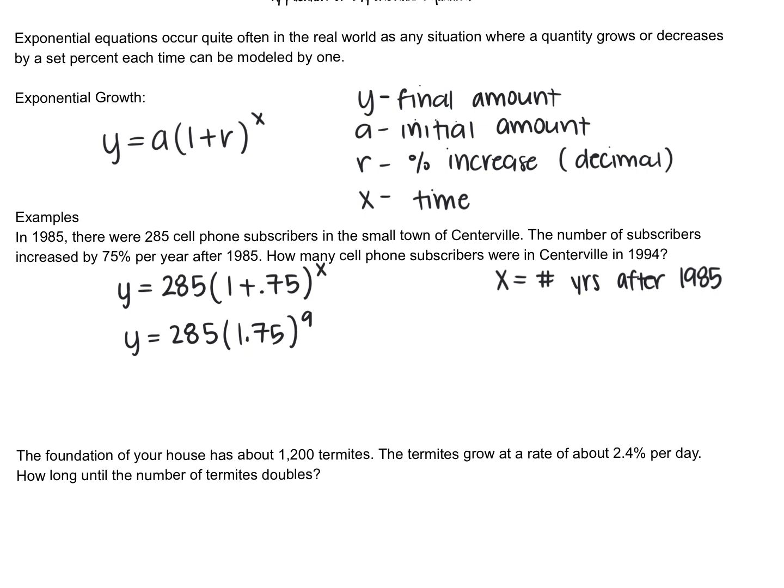I want to plug this into my calculator all in one step. I don't want to do 1.75 to the 9th, then round it, then multiply by 285. Just do it all in one step. And we're going to get y equals 43,871.99. Now, we can't have a decimal number of people, so we are going to round up. So there would be 43,872 subscribers.